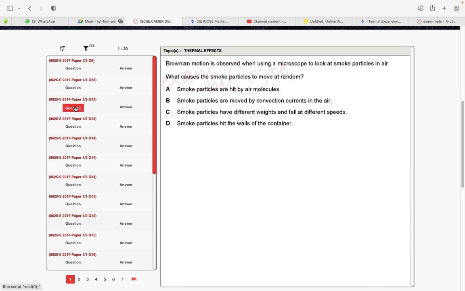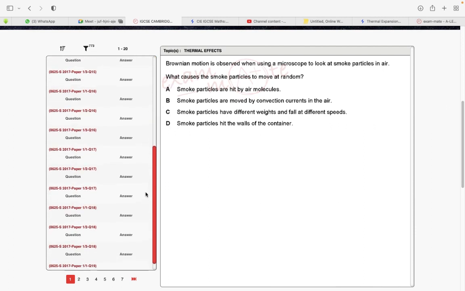So we just quickly look at the first two. Why are we repeating the questions again? For clarity. For Brownian motion, I think you got this. Smoke particles are hit by air molecules, A. That's super correct. Okay, I think we're done with these questions, right? Is there any other one?